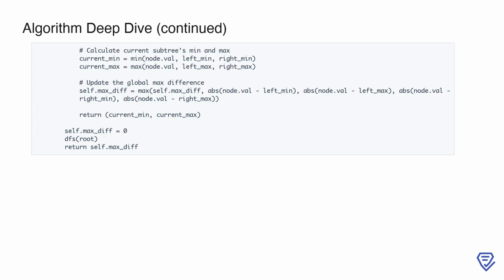The global variable self.max_diff is then updated by comparing the absolute differences between the node's value and the propagated minimum and maximum values from its children. Finally, the function returns the current subtree's minimum and maximum values to the parent node. The recursion starts at the root of the tree, and once all nodes are processed, the value of self.max_diff contains the maximum absolute difference between any ancestor and descendant node in the tree. This value is returned as the final result.